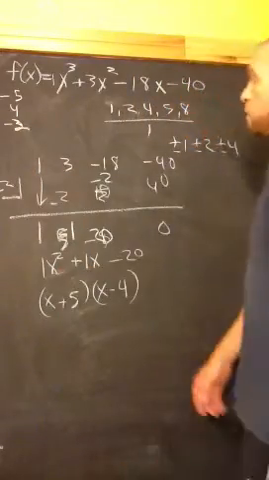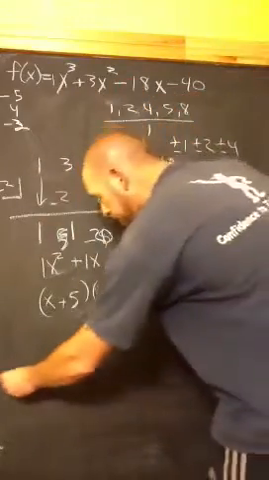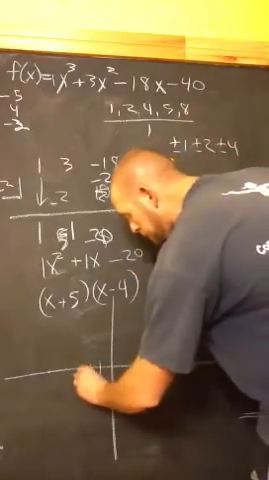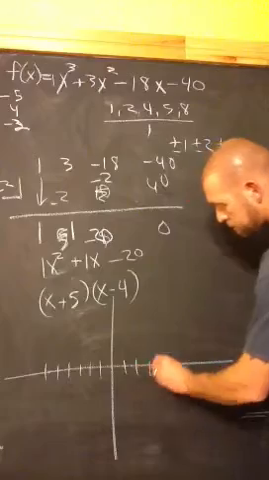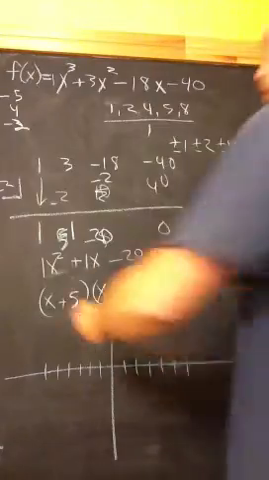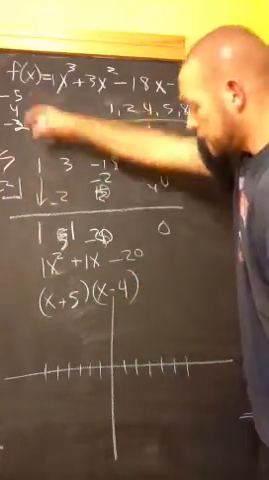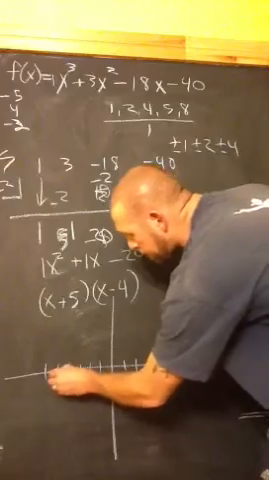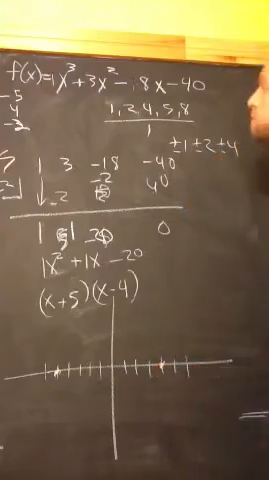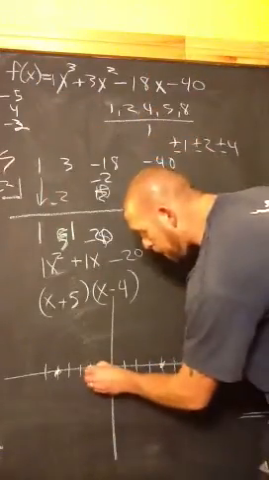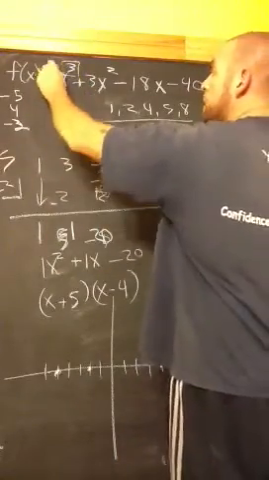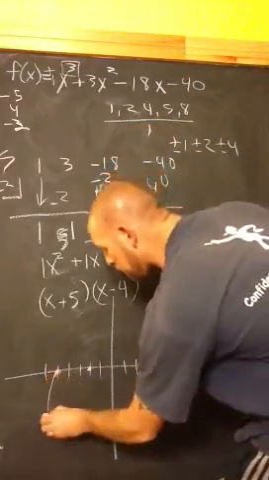Okay? So right now we are going to sketch out a quick graph. Grab a different color here. Let's use pink. There we go. At negative 5, 1, 2, 3, 4, 5, there's a root. At 4, 1, 2, 3, 4, there's a root. At negative 2, there's a root. What we're going to do now is analyze our end behavior. We have an odd degree and a positive leading coefficient. So we know our end behaviors.